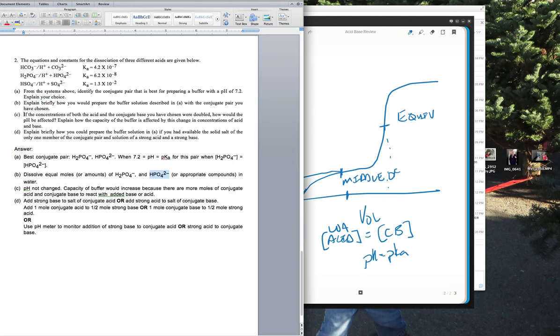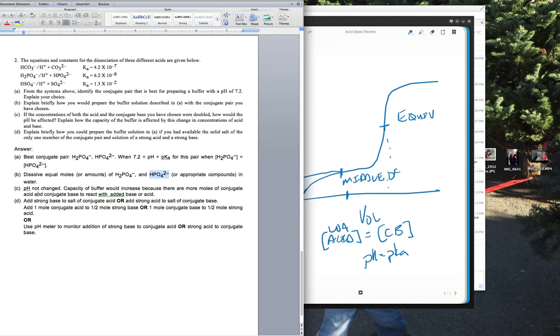2C: if the concentrations of both the acid and the conjugate base you've chosen were doubled, how would the pH be affected? Explain the capacity of the buffer's effect. Okay. The pH would not change, which makes sense. If you have the same amounts of both, regardless of how much they are, it's the same thing. The log of one is still zero.